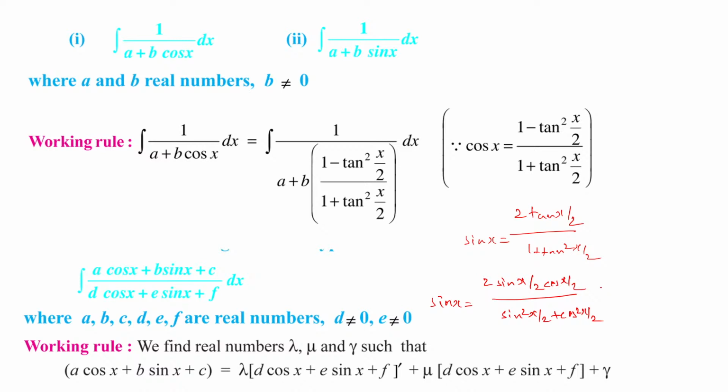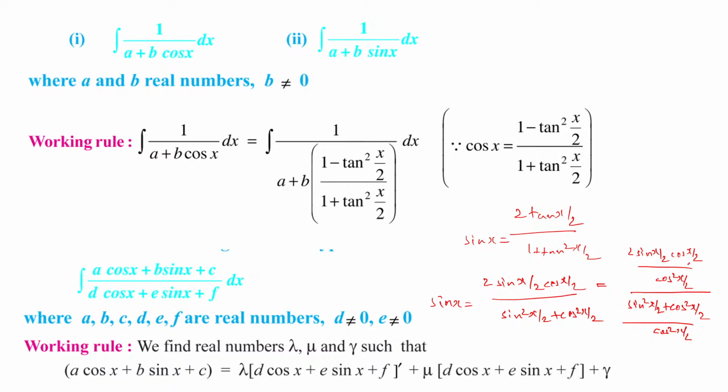Okay, now we divide both numerator and denominator by cos square x by 2. So 2 sin x by 2 cos x by 2 by cos square x by 2. Here also, sin square x by 2 plus cos square x by 2, whole of this by cos square x by 2. We are doing nothing, we are just expressing it in a different format.